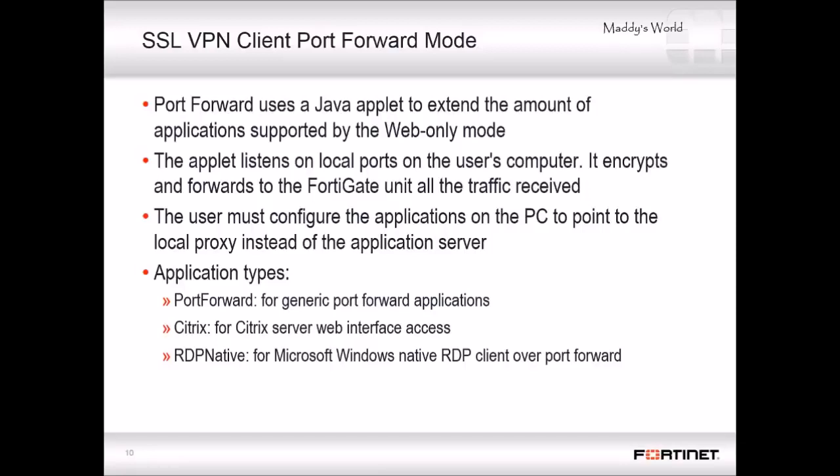The third SSL VPN mode is called Port Forward. It uses a Java applet to extend the application supported by the web-only mode. The applet is downloaded from the SSL VPN portal and runs locally on the client's PC. It encrypts and forwards to the VPN all the data received on local ports on the user's computer. It is an intermediate solution between web-only and tunnel modes, as it allows the use of external IP applications without the requirement of installing a VPN client. However, it still has some limitations in the amount of network applications supported.